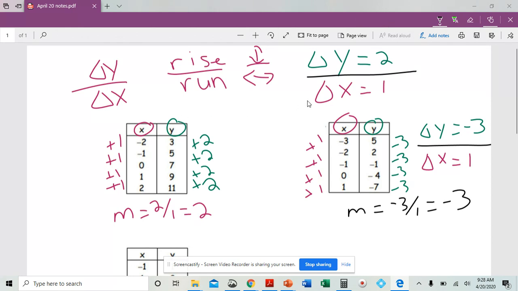You can have negative slopes. Remember, they're going to look differently. Negative slopes are going to be going down like this, whereas over here with our first example, our positive slope is going to be going up.